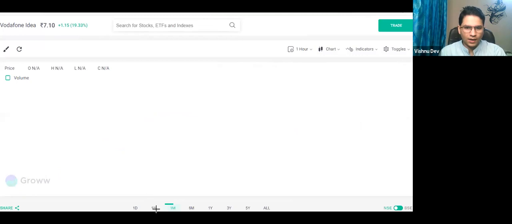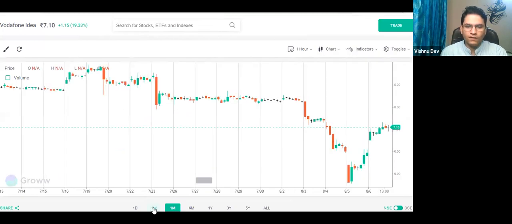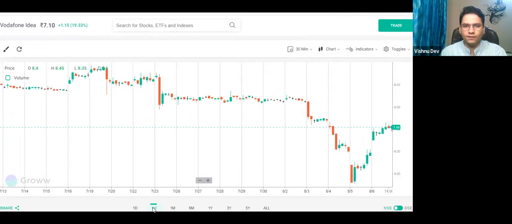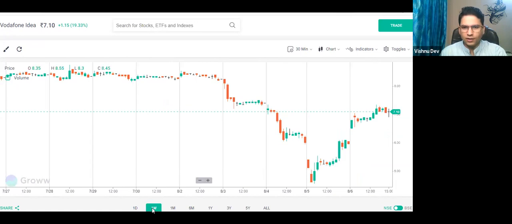So we just want to observe the 1 week chart. Now think about it. It is a 30-minute candlestick chart, which means each candlestick is of 30 minutes. Now, this period is from 27/7 till 8/3.